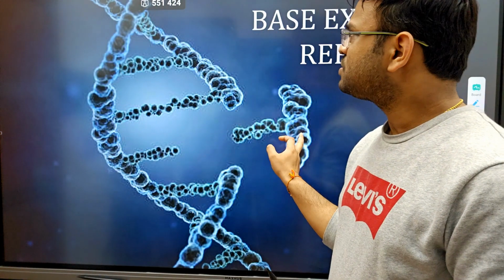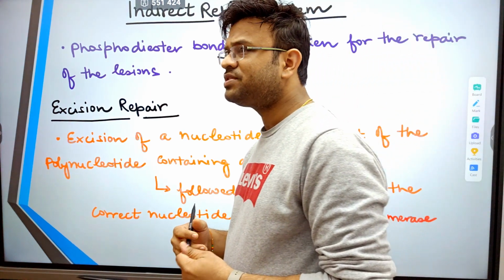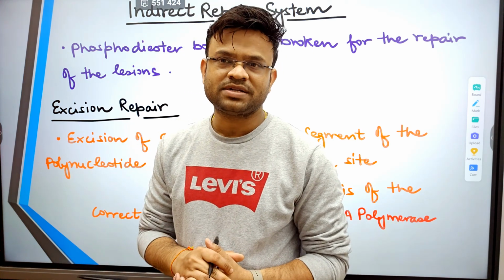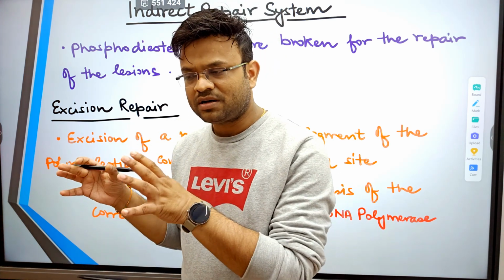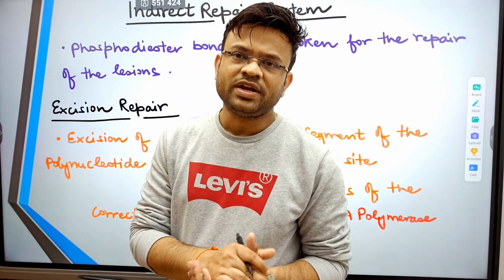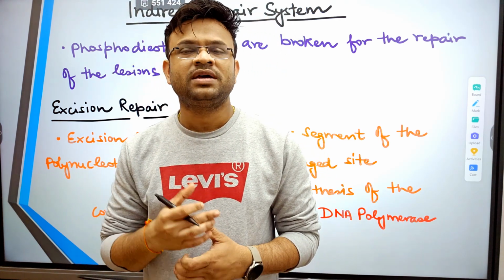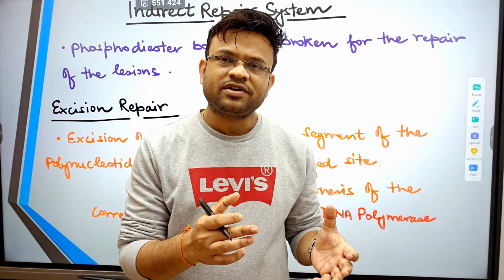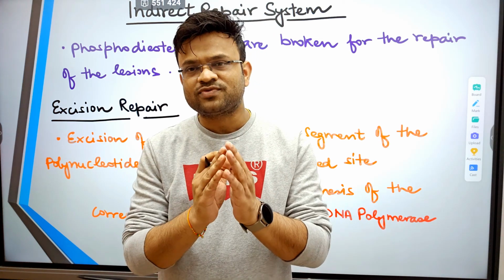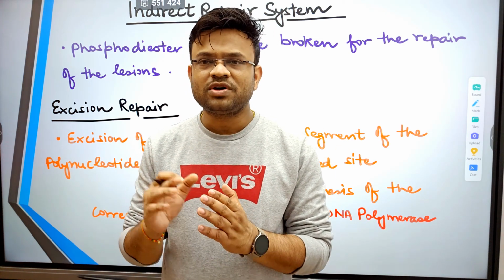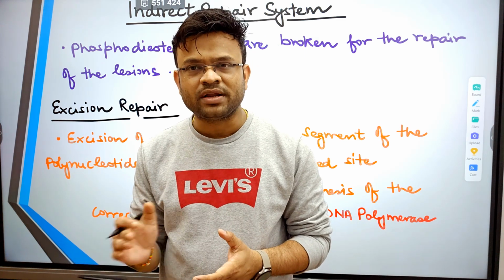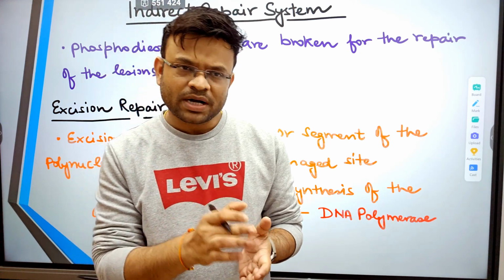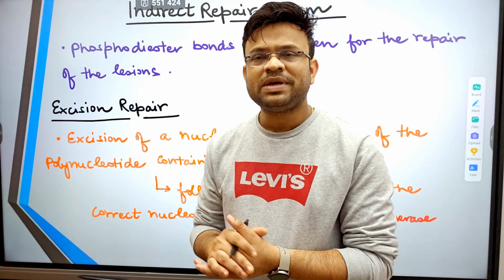So let us start. This is base excision repair, and first thing first, we are talking about the indirect repair system over here. What is the difference between indirect repair system and direct repair system? This should be clear in your mind. In direct repair system, you do not need to break the phosphodiester bond. That means the sugar phosphate bond does not need to be broken in case of direct repair system. But today I would be talking about base excision repair.